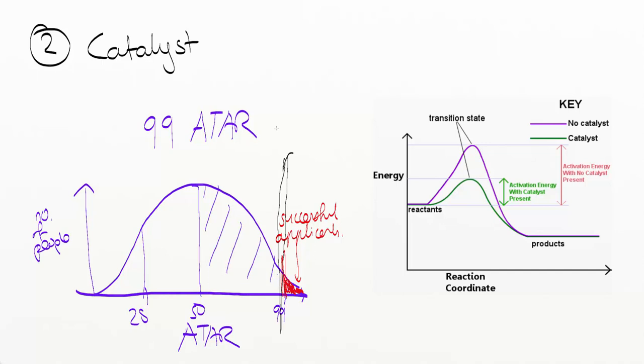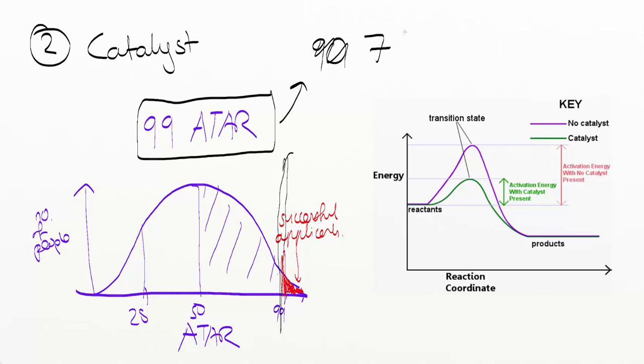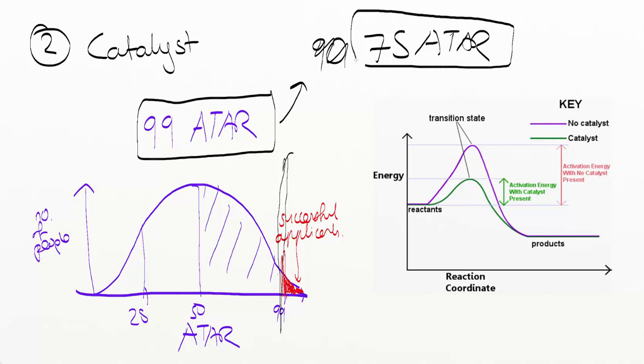So what happens is this: if I were to change the ATAR to something like a 90 ATAR, or let's make it more dramatic, let's make it a 75 ATAR. So let's say I have a 75 ATAR cutoff for Monash Medicine.